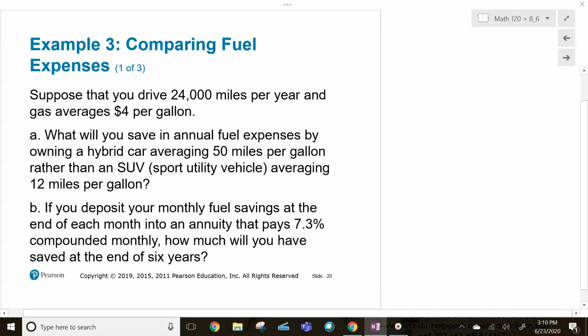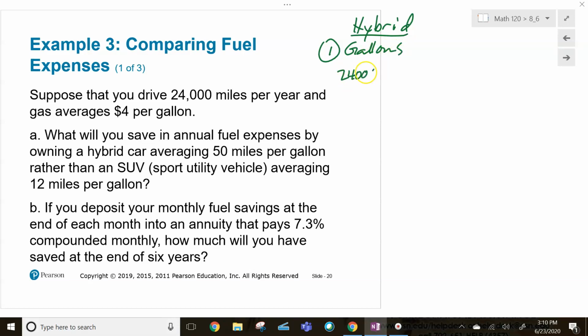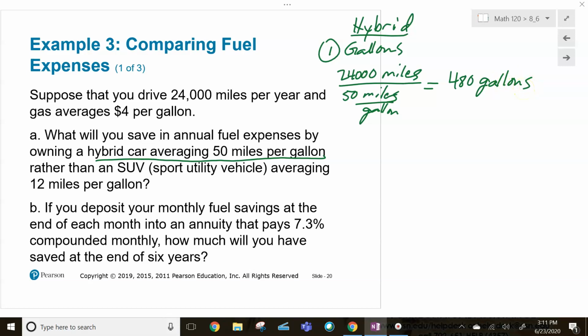Well, first of all, let's do the hybrid here. All right, number one, how many gallons do we use every year? So take your 24,000 miles and divide it by the miles per gallon that you average with your hybrid. Hybrid is 50 miles per gallon. So 24,000 divided by 50 will be 480 gallons of gas that you use every year.